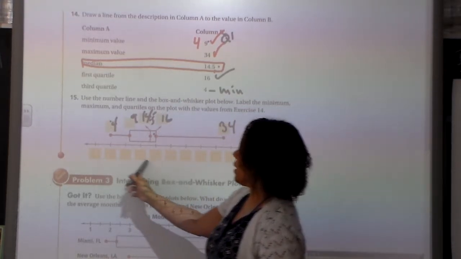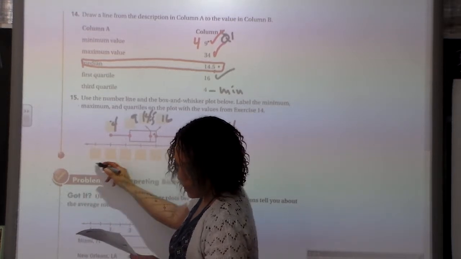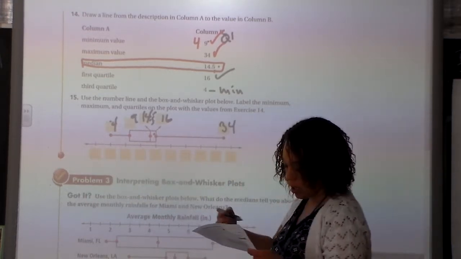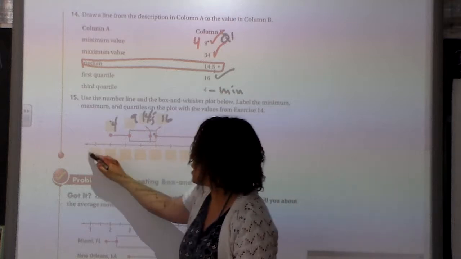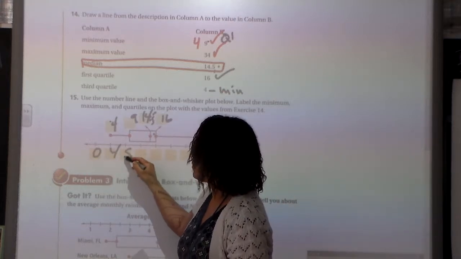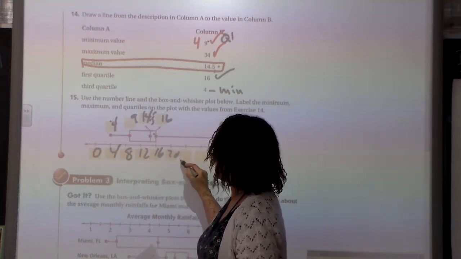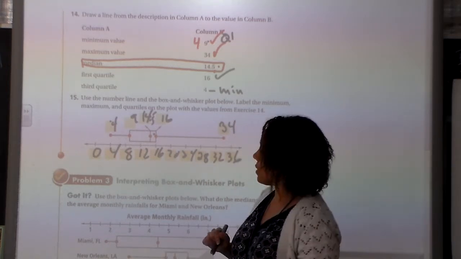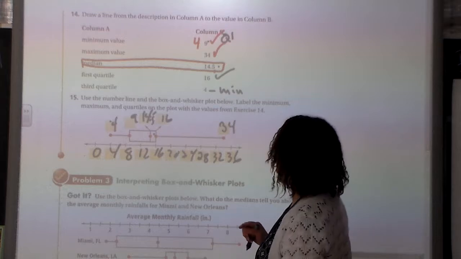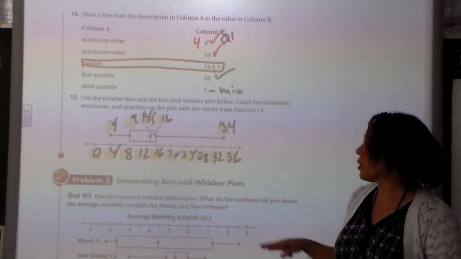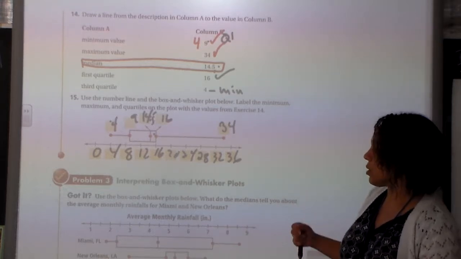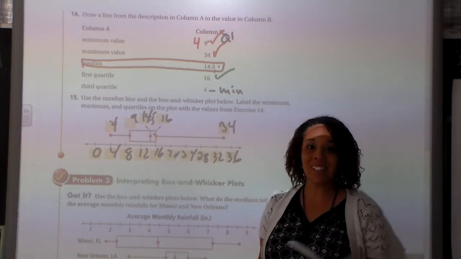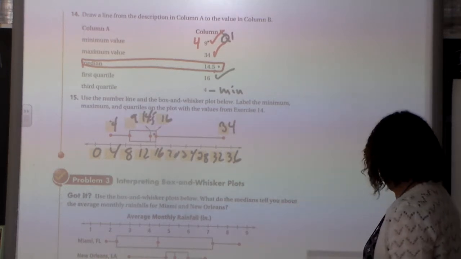I wouldn't worry about down here right now. They numbered it from 0, 4, 8, 12. They did increments of 4 from 0 to 36. So 0, 4, 8, 12, 16, 20, 24, 28, 32, 36. I want to stop there and see if we have some understanding, and I want you to go ahead, do the rest on your own, and we'll check back in a moment to see if you got it.